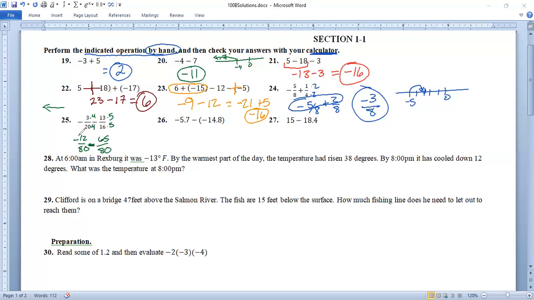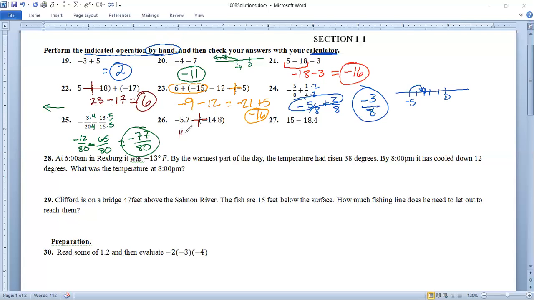You can check that on your calculator. Negative 12 and negative 65 is negative 77/80ths. Good.